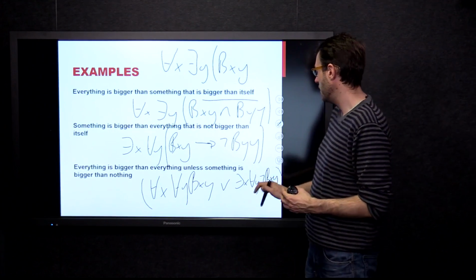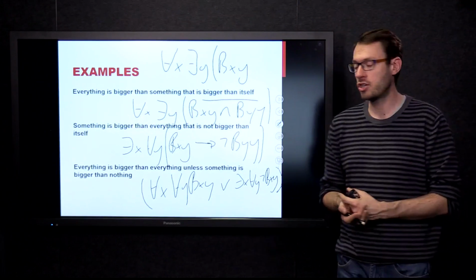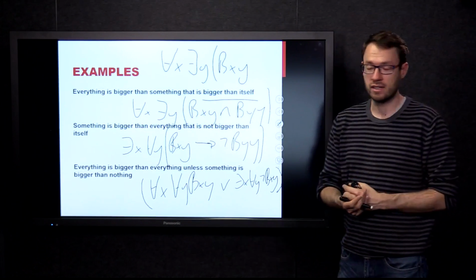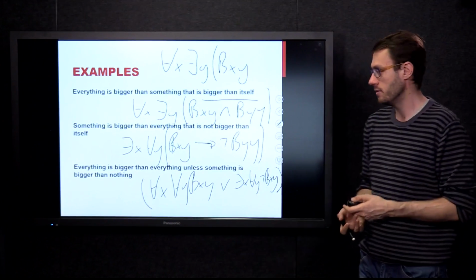Okay? And if we want the conditional form here, we can just translate out that disjunction into one of the conditionals by either negating the left-hand side and using that as the left-hand side of our conditional, or negating the right-hand side and using that as the left-hand side of our conditional.